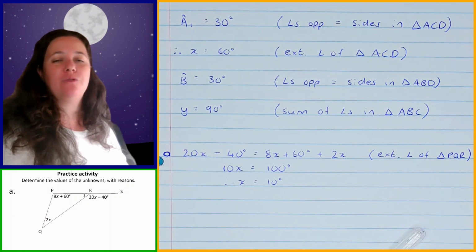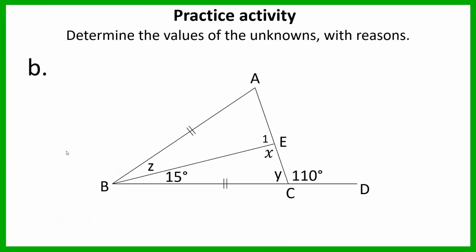Right, let's go on to question B. In question B, you've got triangle ABC, which is divided into two triangles, ABE and BCE, and BC has been extended to D. And you need to work out the values of x, y, and z. I'm going to give you 3 minutes for this question.